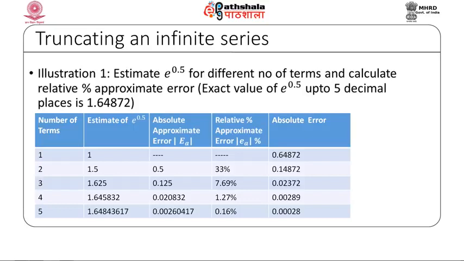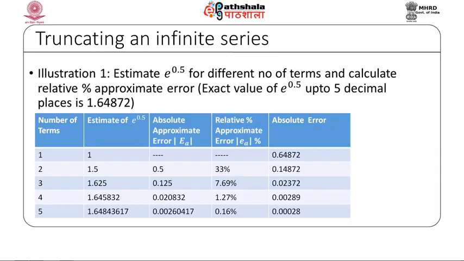So, the first column gives us the number of terms. Suppose we are taking only the first term, that is only 1. So, we are approximating e raised to 0.5 by just 1, and the actual value is 1.64872. The last column gives us the absolute error, 1.64872 minus 1. So, absolute error is 0.64872. Suppose we take 2 terms. So, 1 plus x. Our estimate of e raised to 0.5 will be 1 plus the value of x, which is 0.5. So, 1 plus 0.5.